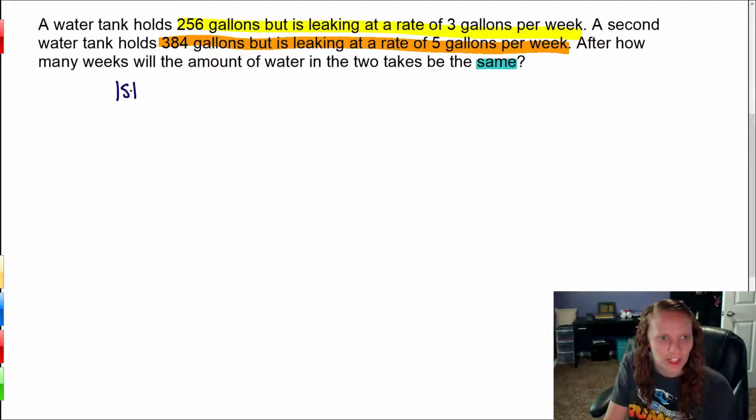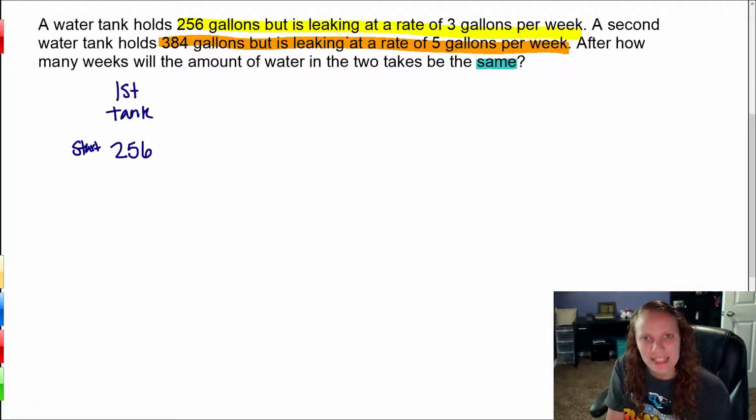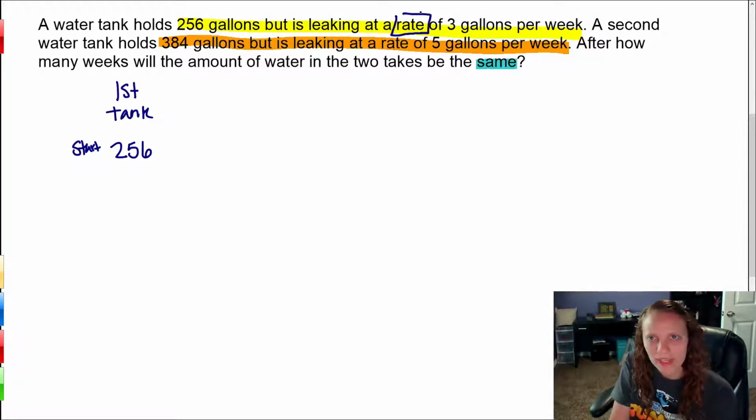Okay, so the first tank holds 256 gallons right now. So that's what it's starting out as. But it's leaking at a rate. So this word rate means that it's repeating over and over for each week. So it's losing 3 gallons per week. That's the number that's repeating. Now, since it's losing water, it's a negative 3 gallons.